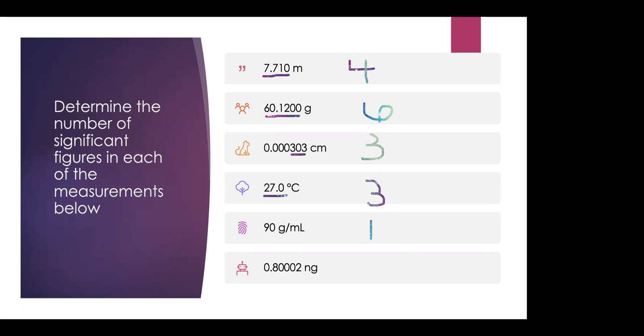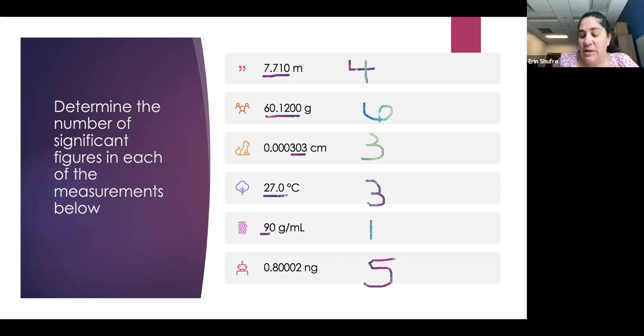5. That is exactly right. The first 0 is a leading 0 and does not count. The 3 zeros in the middle are captive zeros or sandwich zeros. They do count. So we have 5.